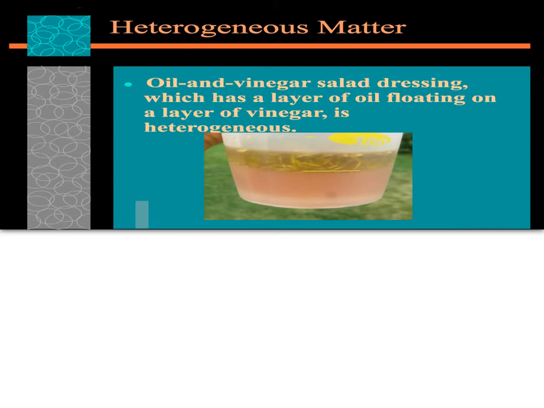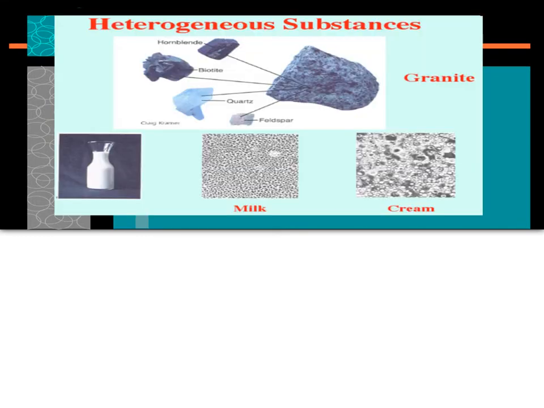So remember from our beginning definition that matter that is not uniform is heterogeneous. So you can see in this cup of oil and vinegar salad dressing, there's a layer of oil floating on top of a layer of vinegar. The matter is not uniform throughout. Therefore, this is a heterogeneous matter. Here are some more examples of heterogeneous substances, or substances that are not uniform throughout. Milk, cream, granite, these mixtures are not uniform throughout their entire substance.